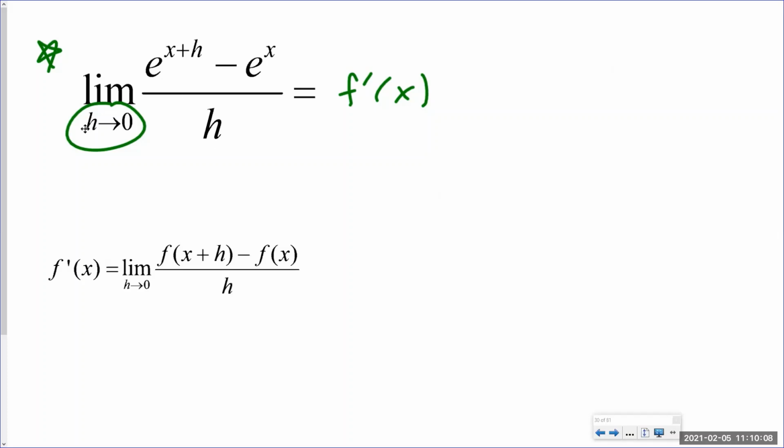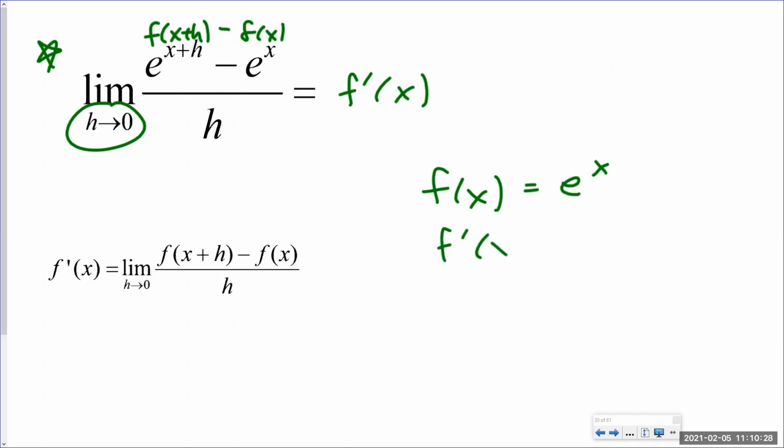Okay, so if you look at this problem here, what is my f of x? Look at the formula. This is f of x plus h minus f of x, that's the formula over h. So what is my f of x here? E to the x. What's the derivative of f of x? E to the x, okay? And they're not plugging in any number for this x, it's just an x. So this answer is e to the x. Do you guys see how that works?